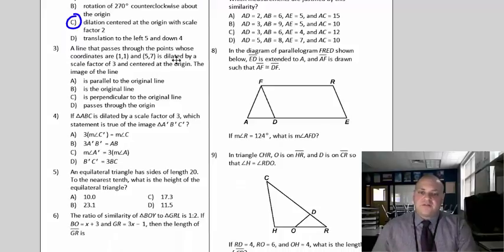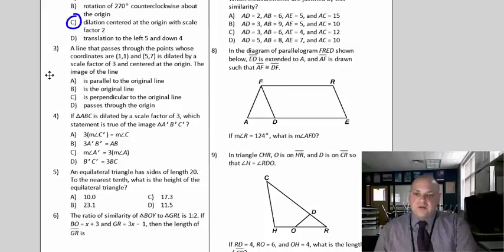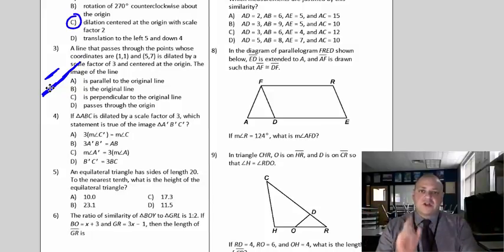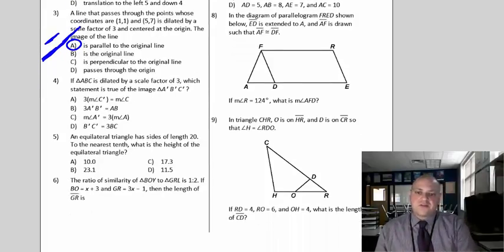Number 3, a line that passes through the points whose coordinates are (1, 1) and (5, 7) is dilated by a scale factor of 3 and centered at the origin. The image of the line is what? Whenever you do a dilation, you're going to get parallel line segments. If you dilate this segment, it's just going to do something like this. I don't even need to graph this. I already know that a dilation always keeps lines or line segments parallel, so the answer is parallel.